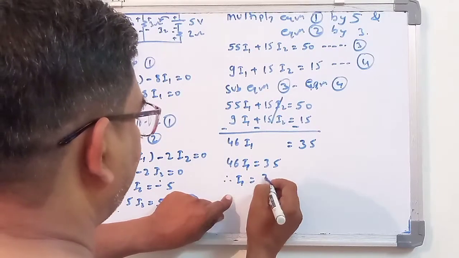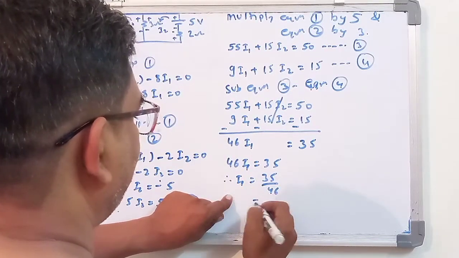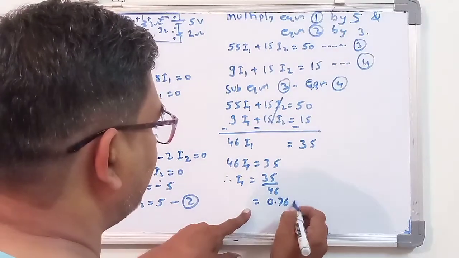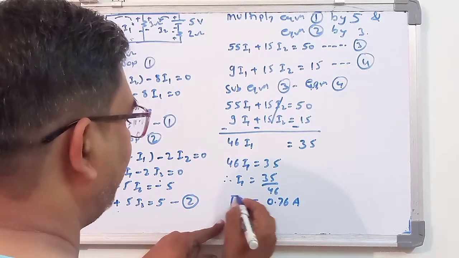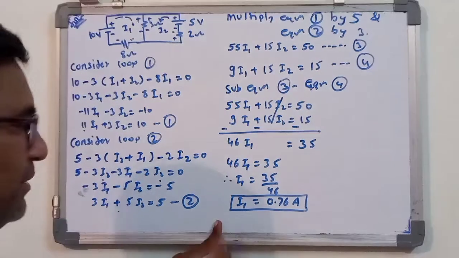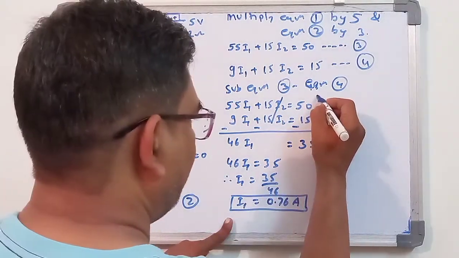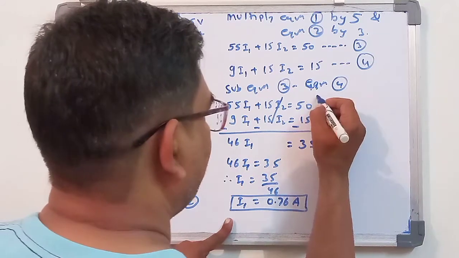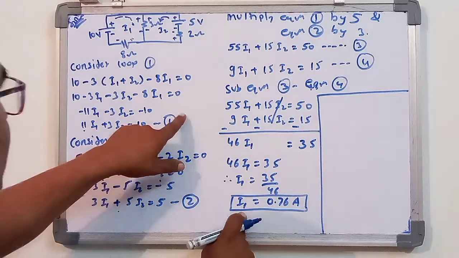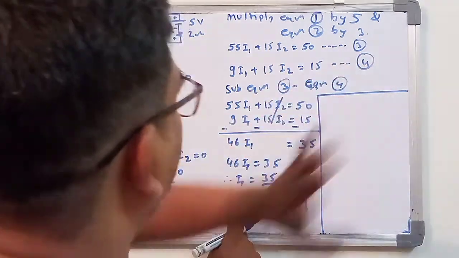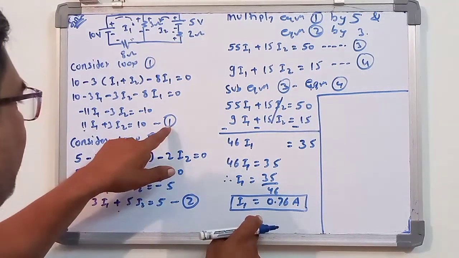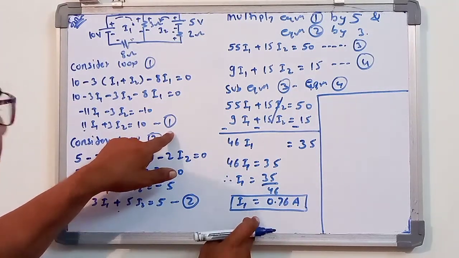Therefore, I1 is equal to 35 by 46. You will obtain the value, that is 0.76 ampere. Again, you make a box so that it gets highlighted. This one is the value for I1. Now, what you have to do? You have to put this value in either equation 1 or 2 or 3 or 4. I have put this value in equation number 1.